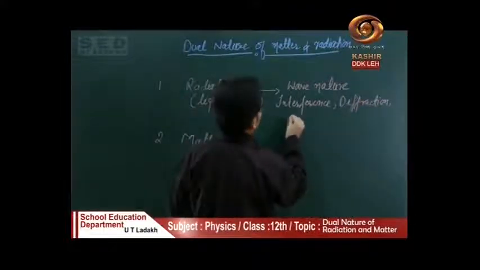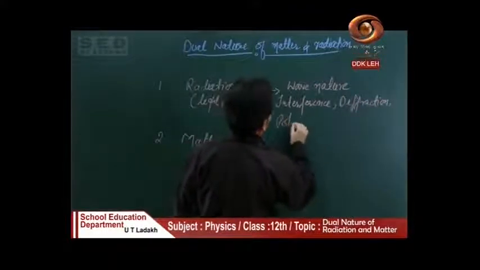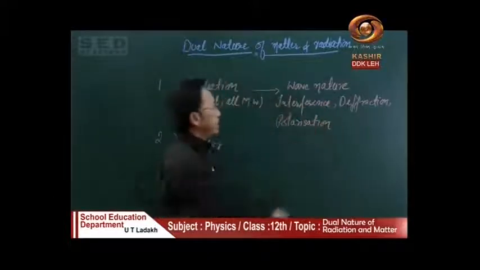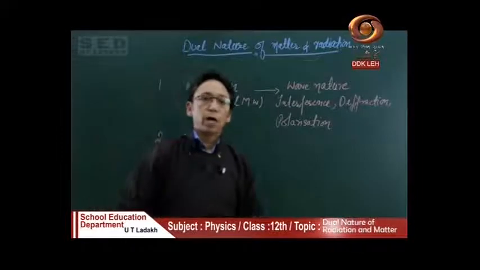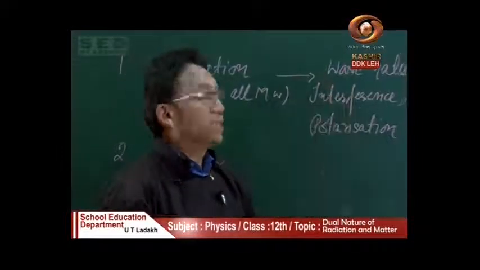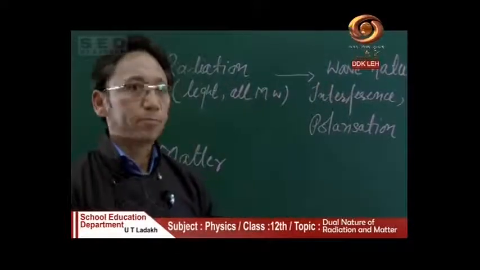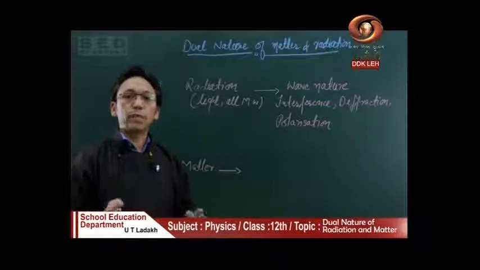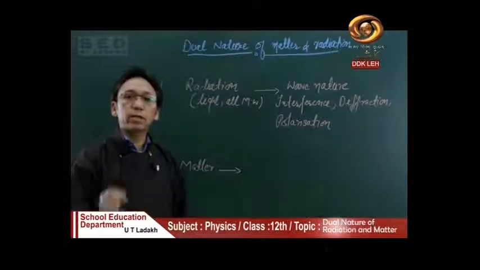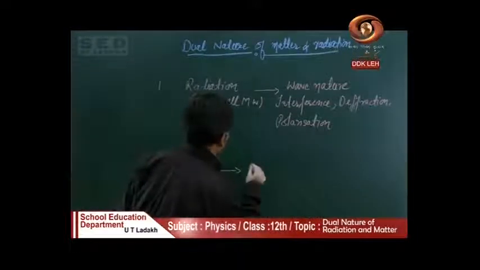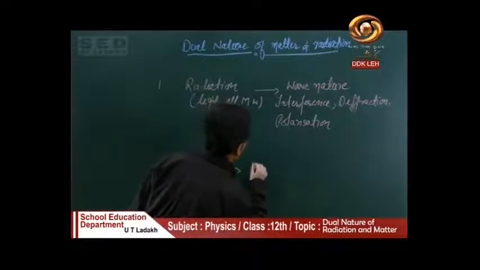similarly polarization of light. These are some of the phenomena on the basis of which we are explaining the wave nature of light. What we knew about matter till the end of 19th century was that the nature of matter is of particle nature.